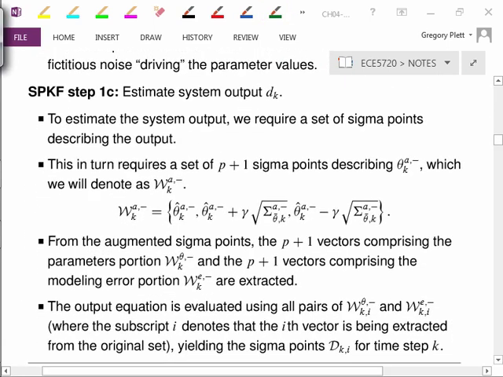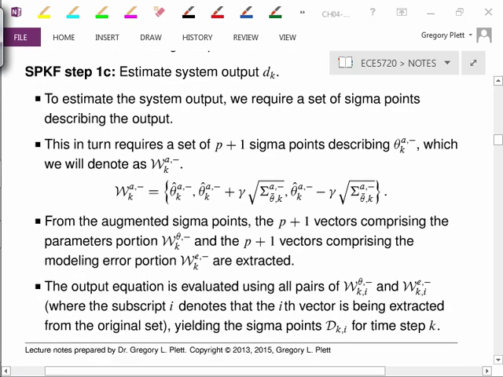Next step is to estimate, or predict rather, the system output, and this might be voltage, might not be voltage, but here I'm thinking about it as voltage. So to predict the output, we require a set of sigma points that somehow describe the randomness of the uncertain parameter vector, and then to compute the output for each sigma point, and that would overall give me the expected output and the uncertainty of the output.